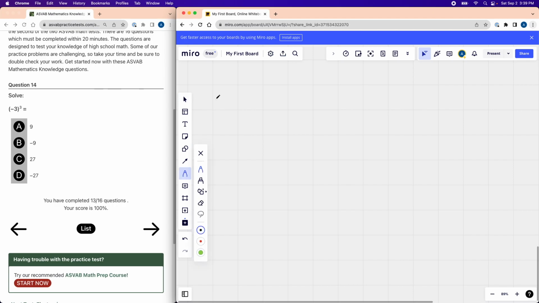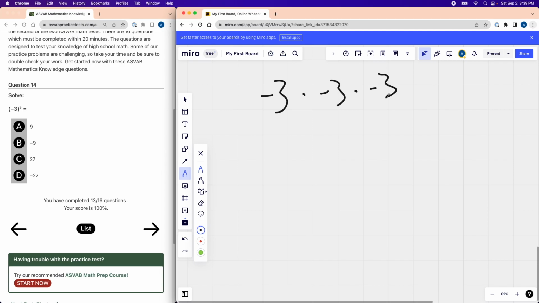All right, hopefully you gave that one a shot here. So again, any number cubed or any number to any exponent is that number times itself that many times. So we're saying we want to multiply negative 3 by itself 3 times. So negative 3 times negative 3 times negative 3.